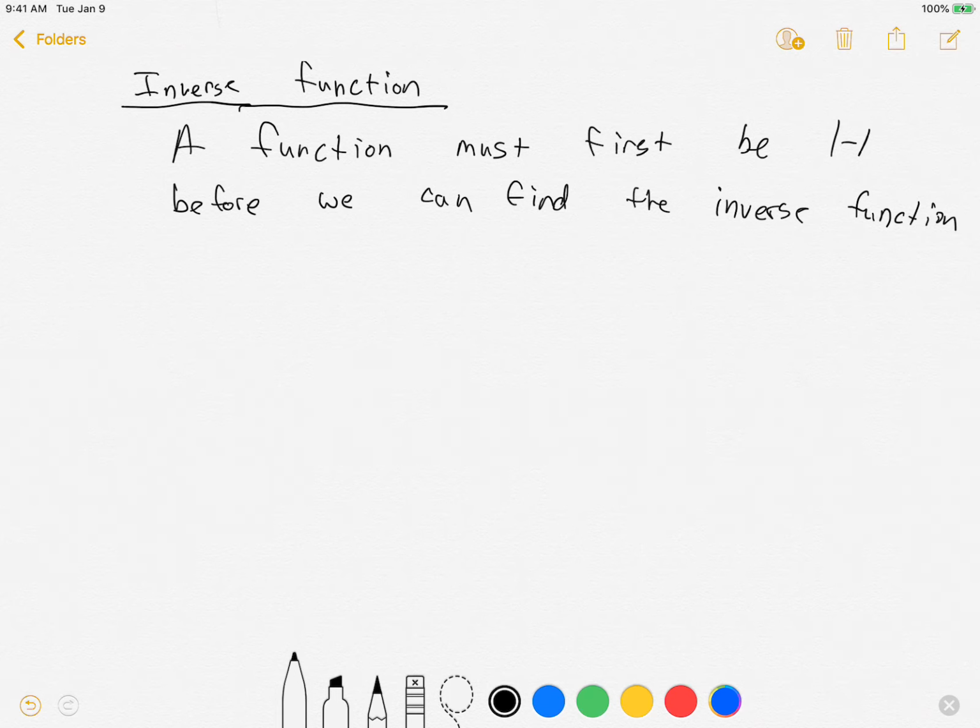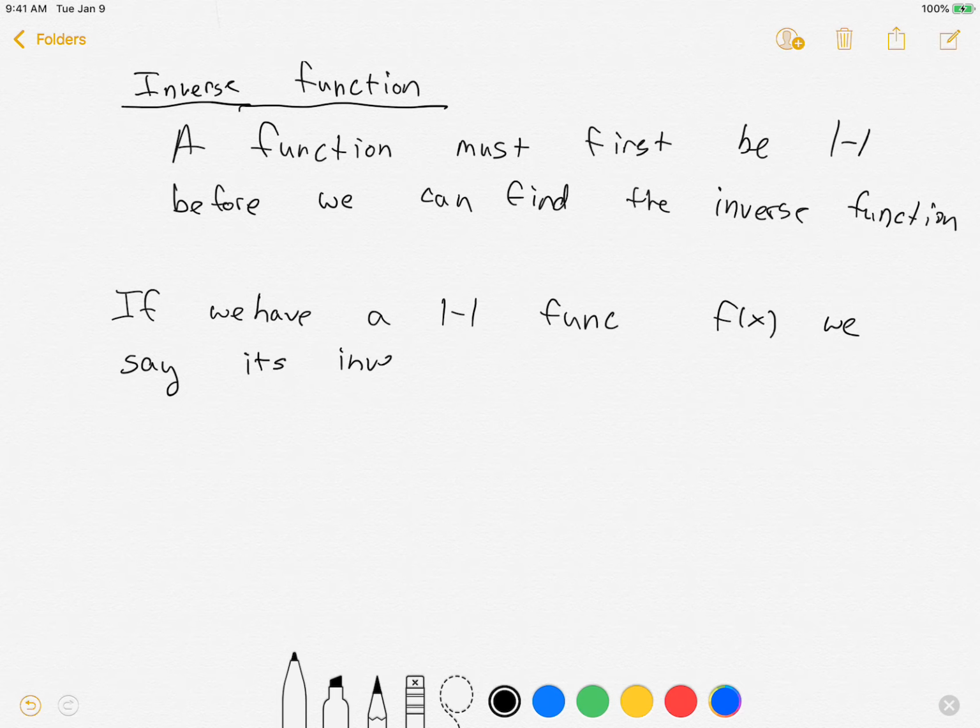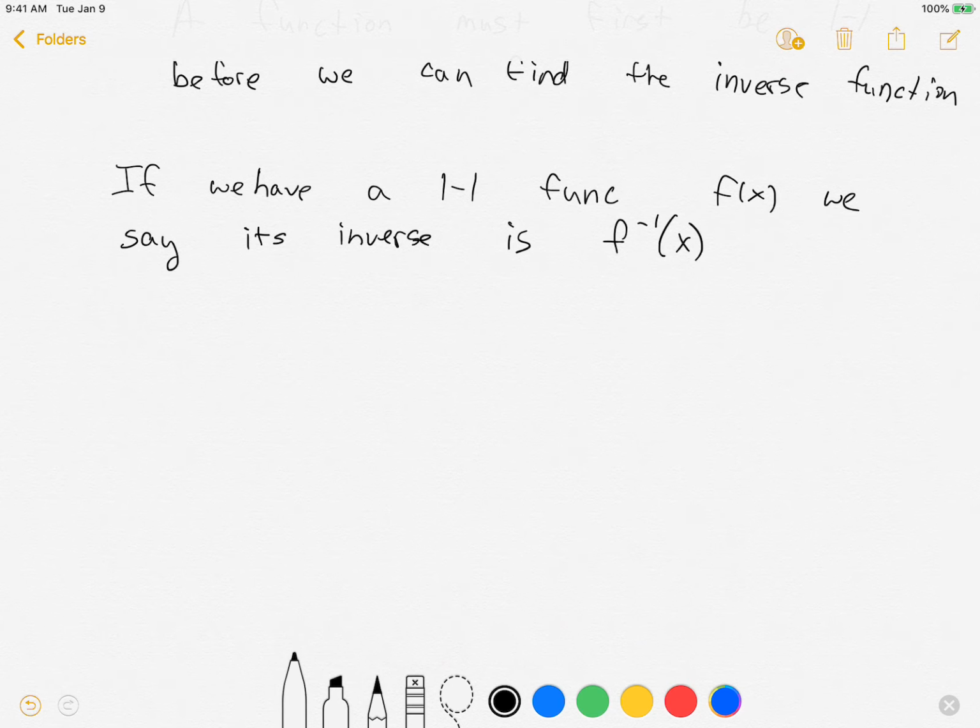Okay? So, if we have a one-to-one function, f of x, we say its inverse is f inverse of x. And that's how we read that, f inverse of x. So what does that mean? Basically, everything's the opposite from one function to the other.